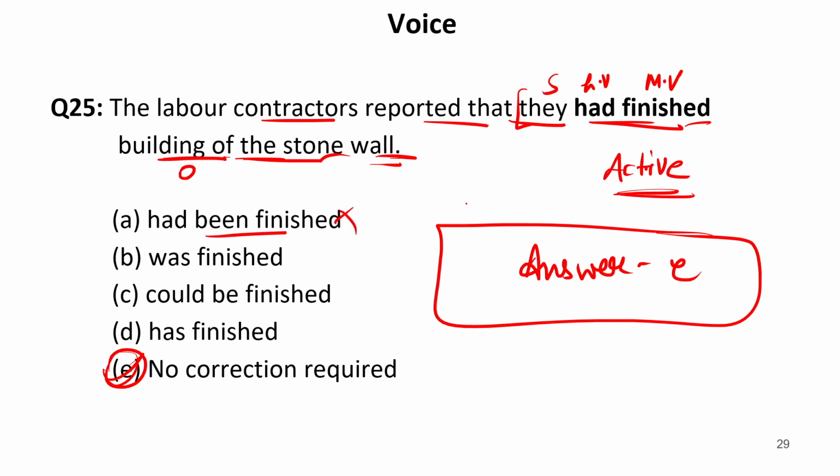Had been finished? No, we need no passive voice. Was finished? Could be finished? Has finished? No. Obviously was and has cannot be used because the contractors are being talked about, and contractors are plural. So was and has will be eliminated. Therefore, the correct sentence is already given. So the correct answer is no correction required.